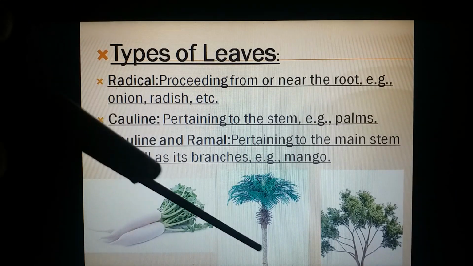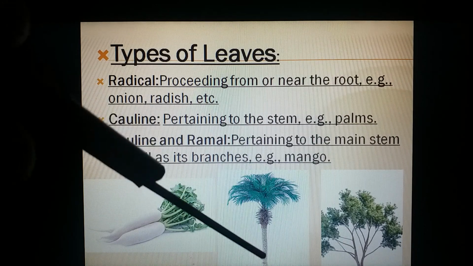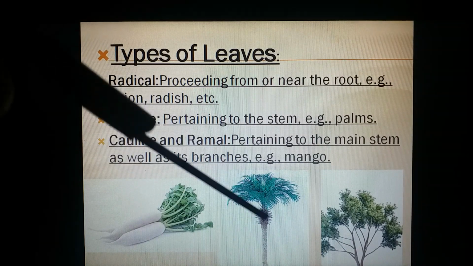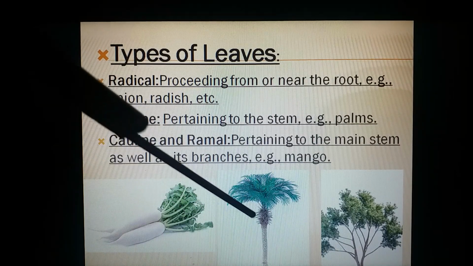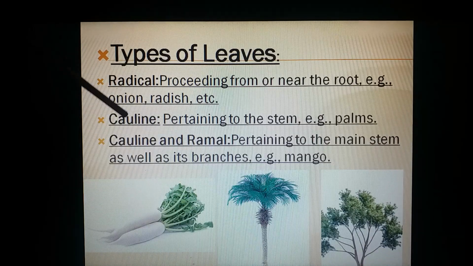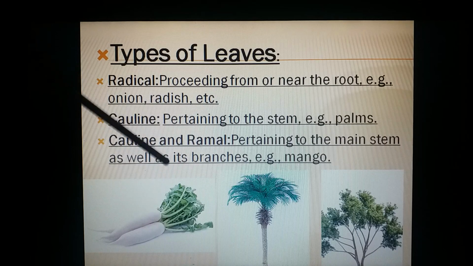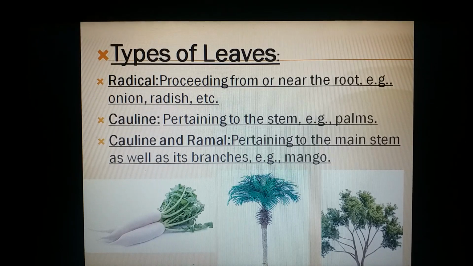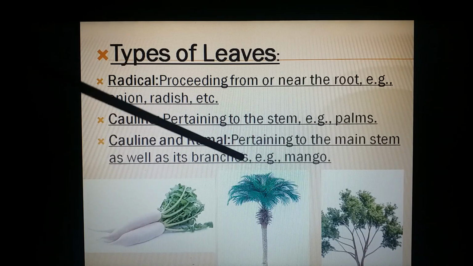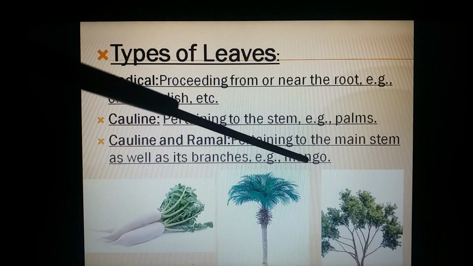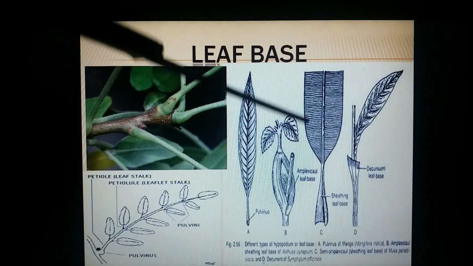Cauline means the main axis is not having any branches. The leaves come straight away from the main axis, that is, on the stem. Such a leaf is called cauline, as in the case of palms, Cocos nucifera, etc. Cauline and ramal, where the leaves come both from the main axis and also the branches, such leaves are said to be called cauline and ramal. The example is the case of mango, neem, etc.